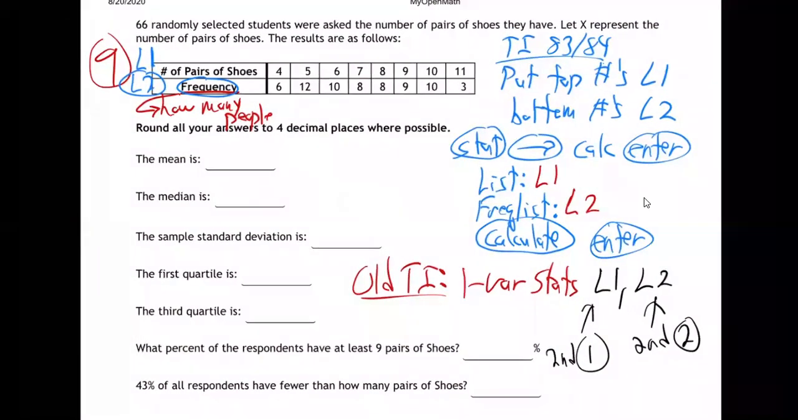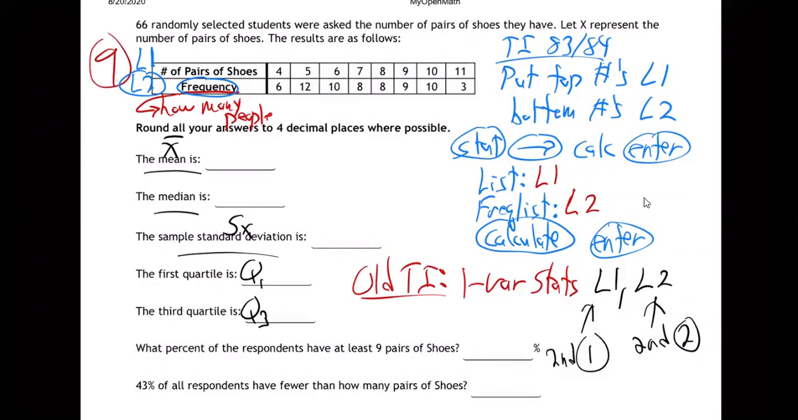So put all that data in, hit the buttons, you'll get the answers for the mean and the median and the sample standard deviation. This is x-bar, median, it just says median. Sample standard deviation, that's Sx. First quartile, that's Q1, third quartile, Q3. All right, so you can get all those off the calculator. I'm not going to show all that.